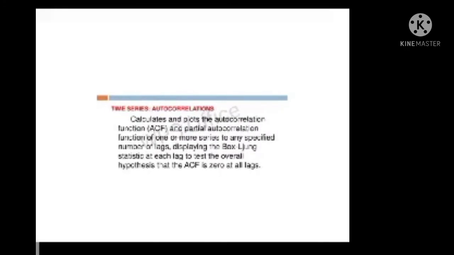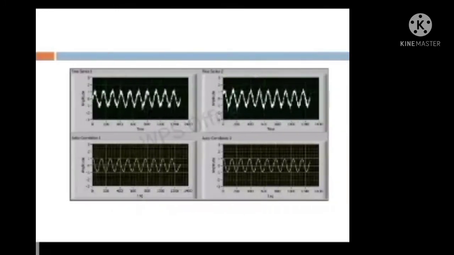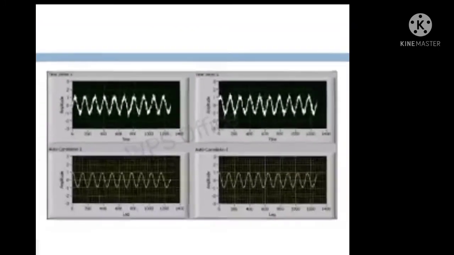Time series autocorrelation. Calculate and plots the autocorrelation function or ACF and partial autocorrelation function of one or more series to any specified number of lags, displaying the Box-Ljung statistic at each lag to test the overall hypothesis that the ACF is zero at all lags. Ito siya, yung parang sa hospital.